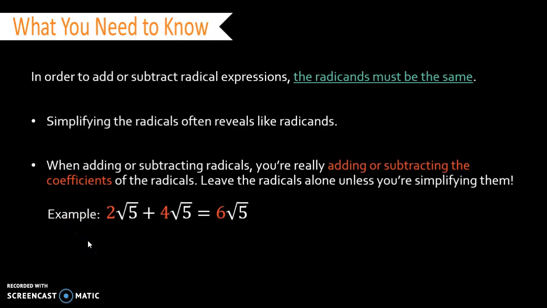So for example, if I have 2 times the square root of 5 plus 4 times the square root of 5, both of these are the square root of 5. So it's like saying I have 2 of something plus 4 of something would give me 6 of that thing. Because my radicands match, they both have a 5, I can just add the coefficients together here.